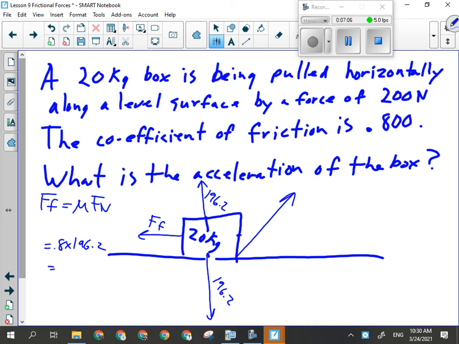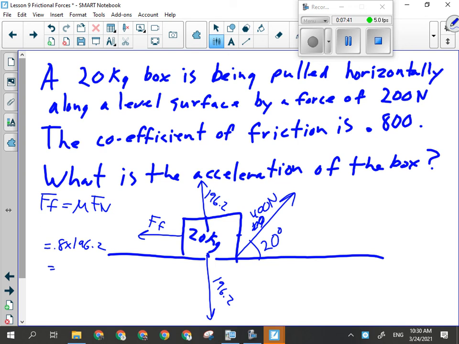Now, how do I figure out what my normal force will be in this situation if, let's say, this is 400 newtons, and this angle is 20 degrees? How do I find what my normal force will be now, now that I know some of that 196.2 is no longer sitting on the table? Probably some trig. Yep, exactly, some trig.